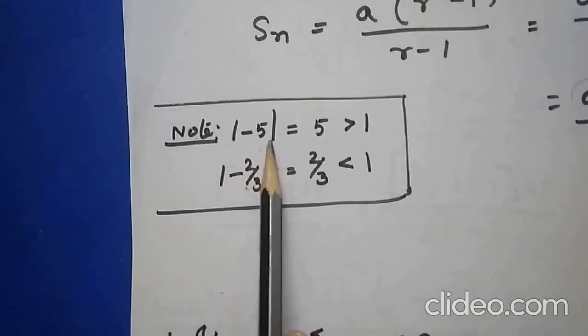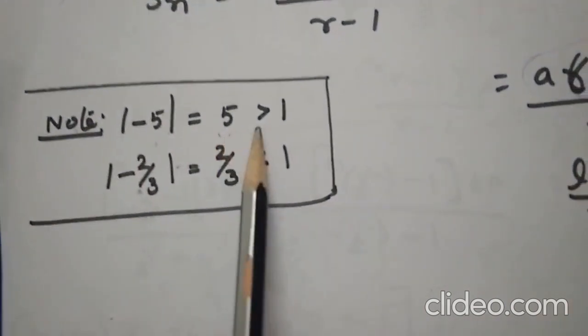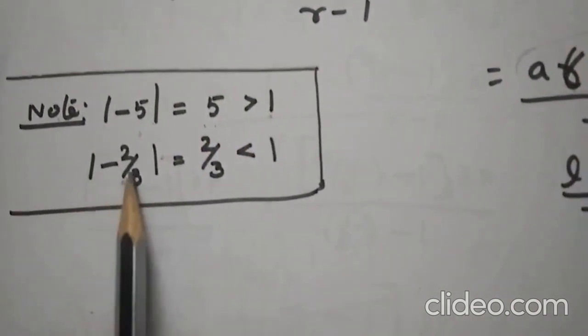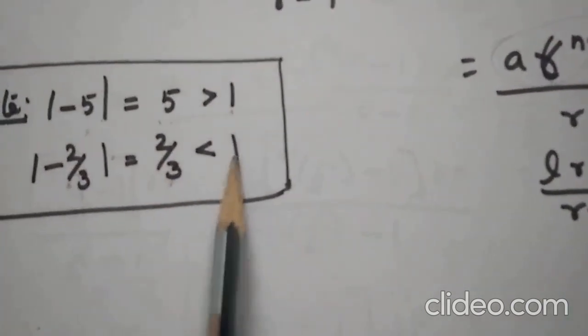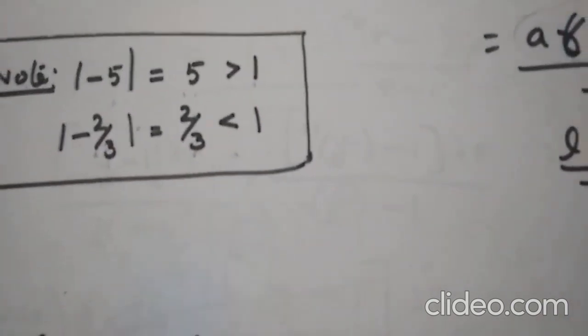Now note this one. The absolute value of minus 5 is equal to 5, which is greater than 1. The absolute value of minus 2 by 3 is equal to 2 by 3, which is less than 1. This point you have to remember.